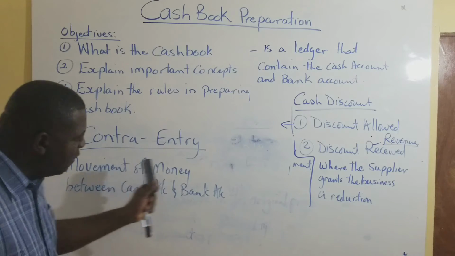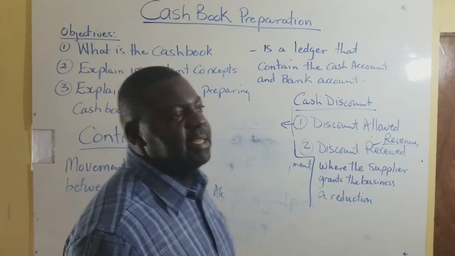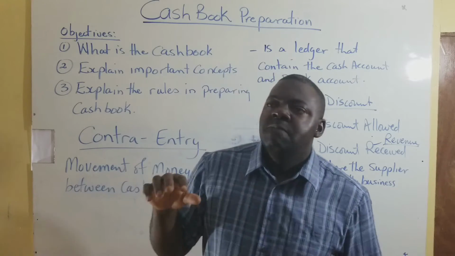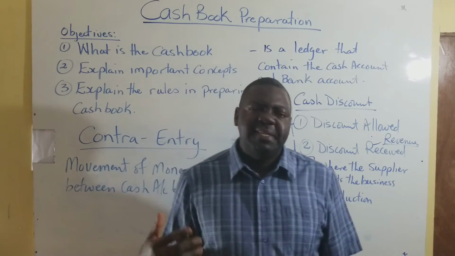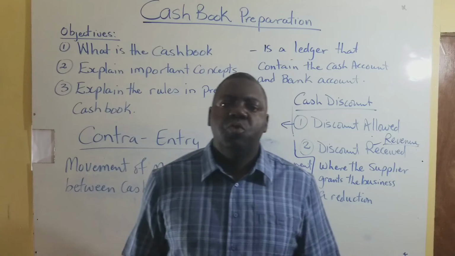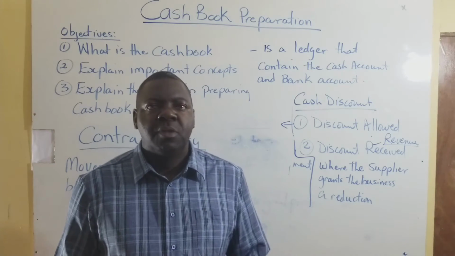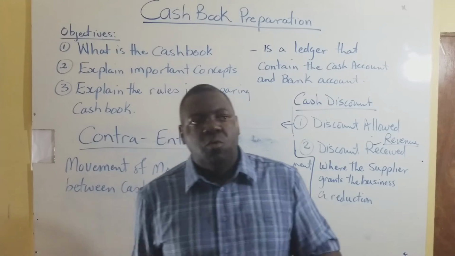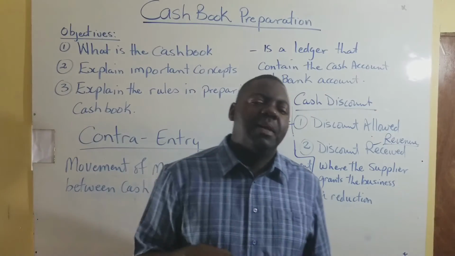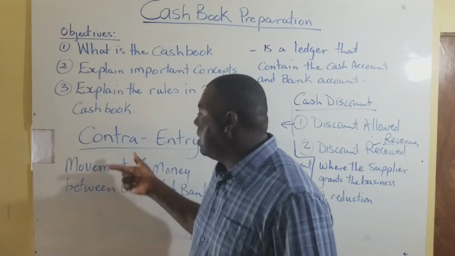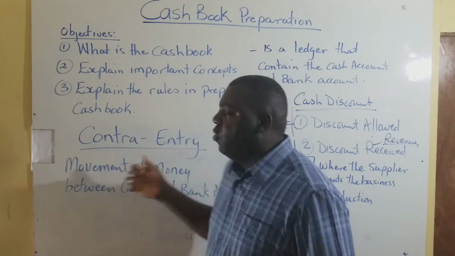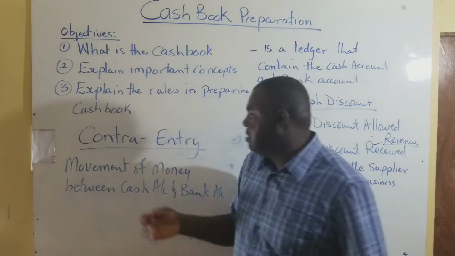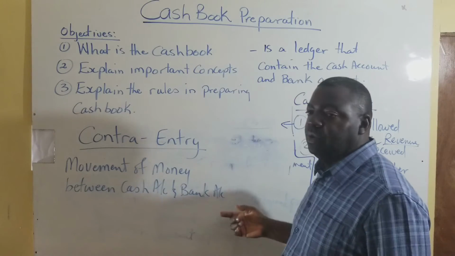We are moving money. So let's say, for argument's sake, most businesses at the end of the business day, they would package their sales and then go off to the bank to deposit. So that is a contra entry where I'm moving money from the business and putting it into the bank. So it is moving from cash going to the bank.